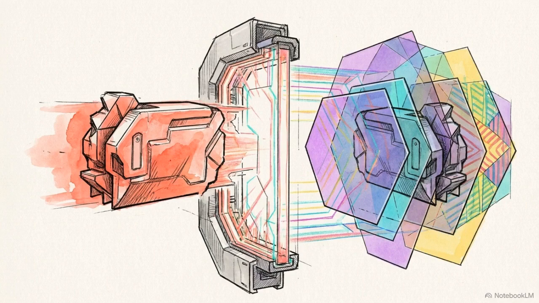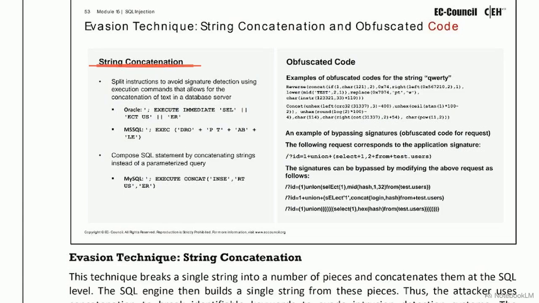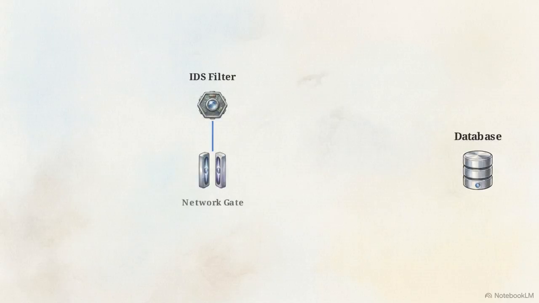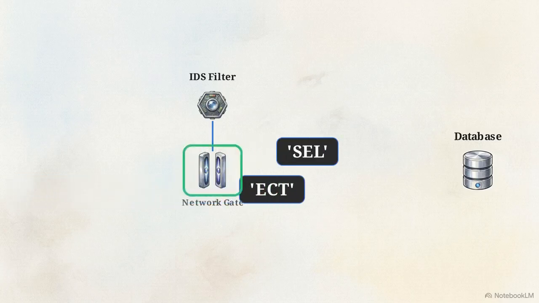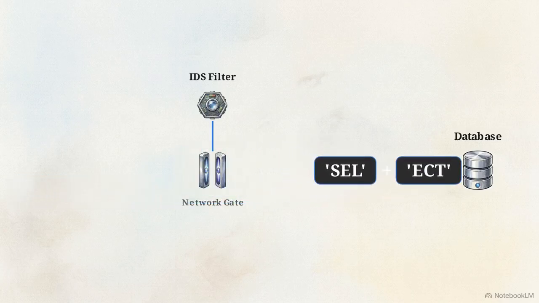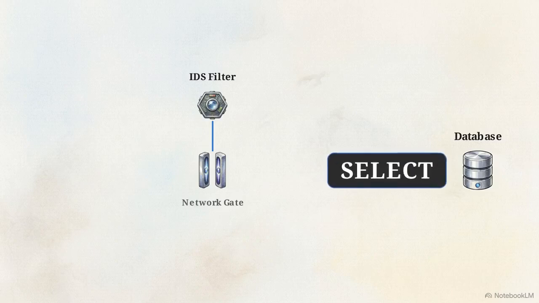One method is string concatenation. By breaking identifiable keywords into smaller pieces, like splitting SELECT into "SEL" and "ECT", the payload evades signature verification. Because the IDS signatures only check for exact string matches, the fragmented code passes right through. Once inside, the database's SQL engine simply pieces the instructions back together and executes them.